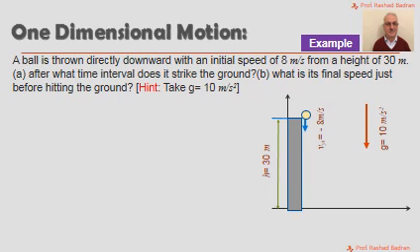From the height of a building, a ball is thrown downward with an initial speed of 8 meters per second. That is, the initial velocity is minus 8 meters per second. And then it goes down until it hits the ground. What is the time interval it takes to hit the ground? And what is its final velocity there?